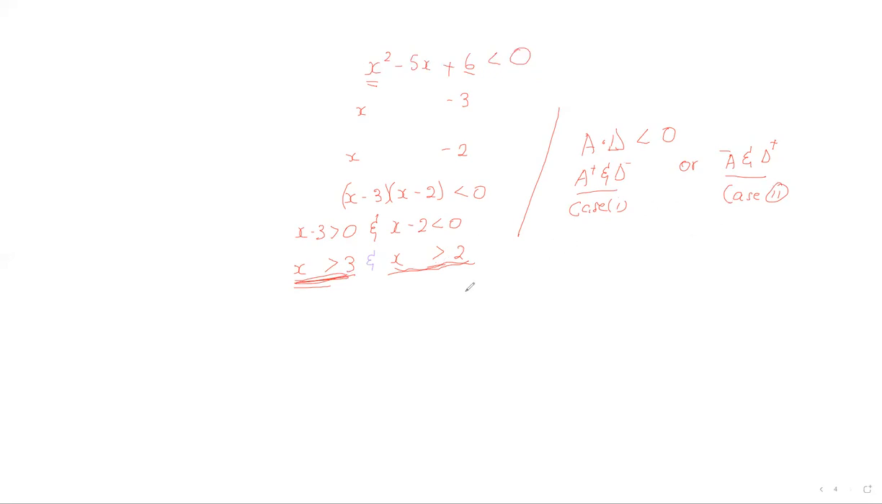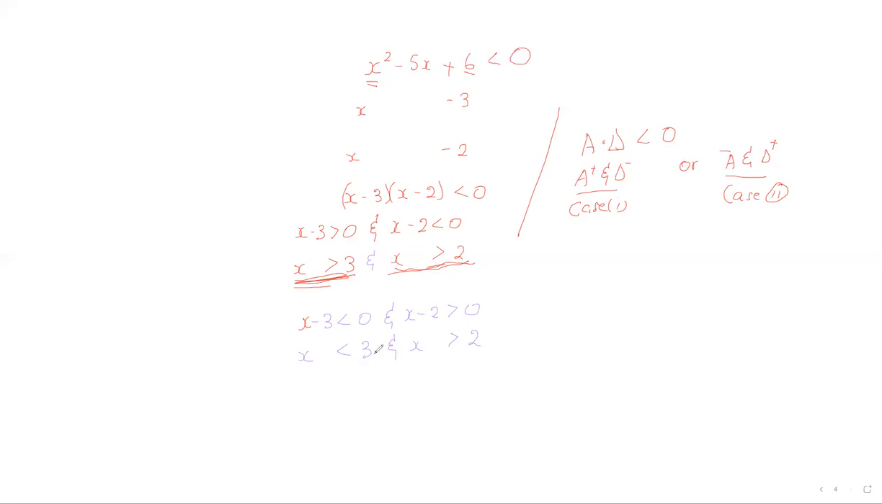Let's look at case 2. Case 2, the first one was negative, which means x minus 3 will be negative, and x minus 2 will be positive. So x is less than 3, and x is greater than 2.